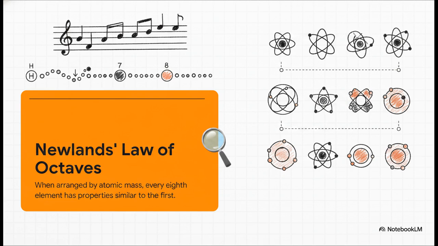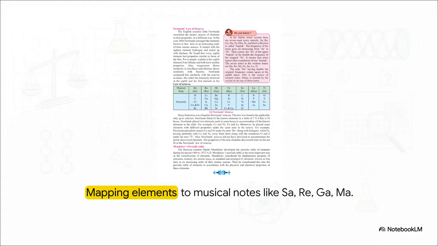Please define this in your notes as Newland's law of octaves. When elements are arranged by increasing atomic mass, every 8th element has properties similar to those of the first. Let's understand this mapping. Newlands compared this elemental repetition to the octaves we hear in music. In our Indian music system, we have the saptak notes sa, re, ga, ma, pa, dha, ni, and then the highest sa repeats again. In Western music, it's do, re, mi, fa, so, la, ti. Just like the 8th musical note perfectly repeats the first, the 8th element repeats the chemical properties of the first.